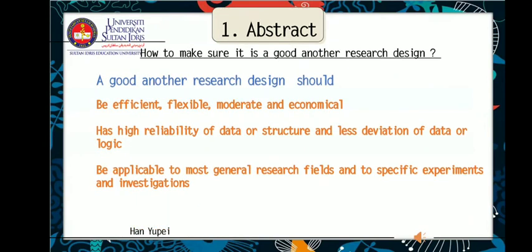How to make sure it is a good another research design? A good another research design should: 1. Be efficient, flexible, moderate, and economical. 2. Have high reliability of data or structure and less deviation of data or logic. 3. Be applicable to most general research fields and to specific experiments and investigations.